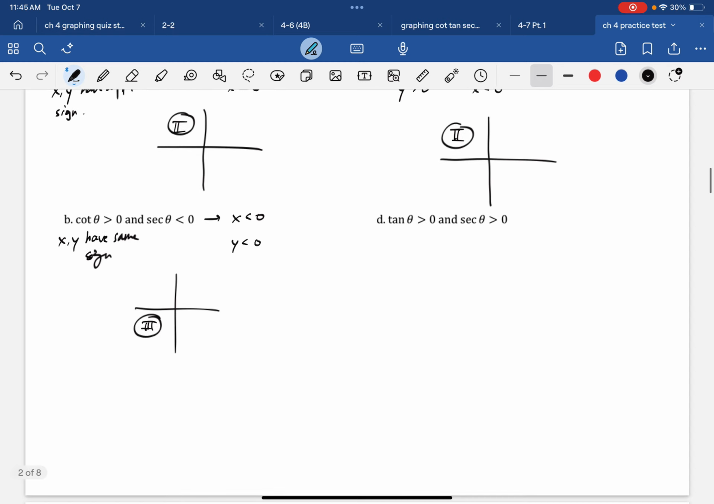Finally, if tangent is positive, then that means x, y have the same sign. And if secant is positive, that means cosine is positive, which means x is positive. So x and y are both positive, which means we're in quadrant 1.